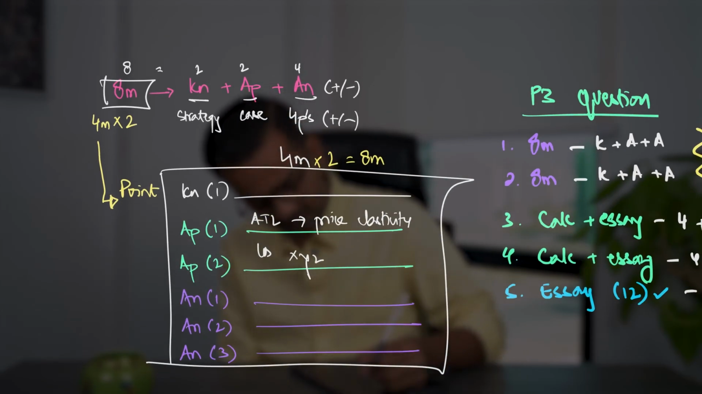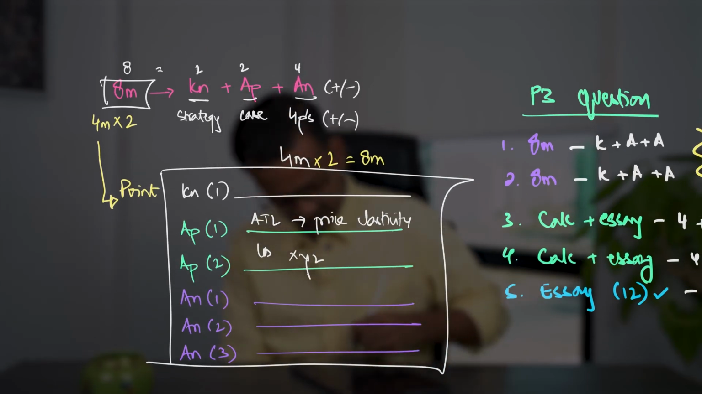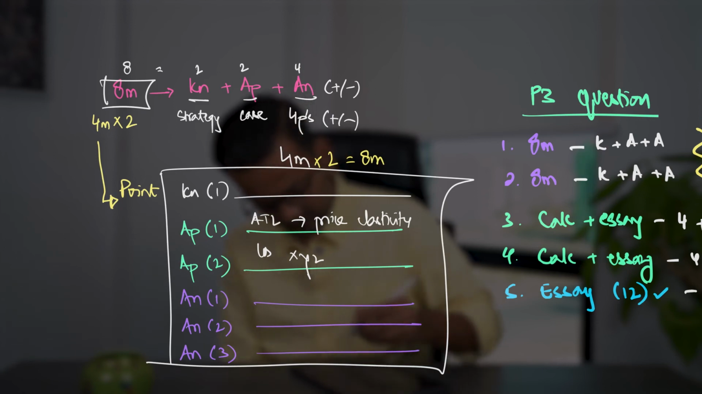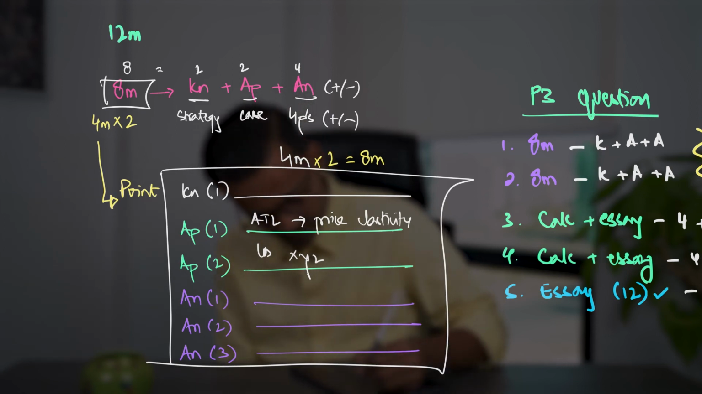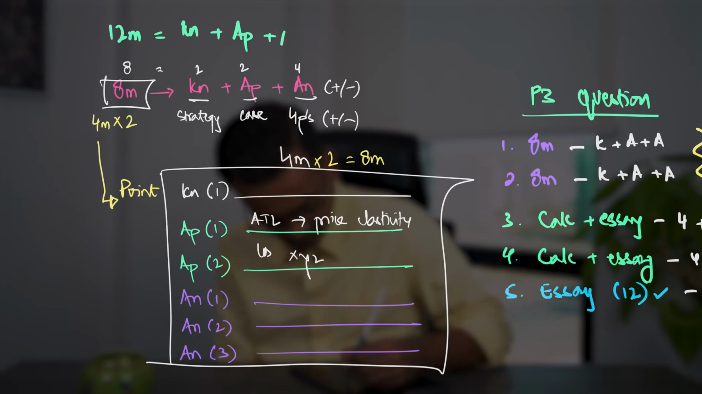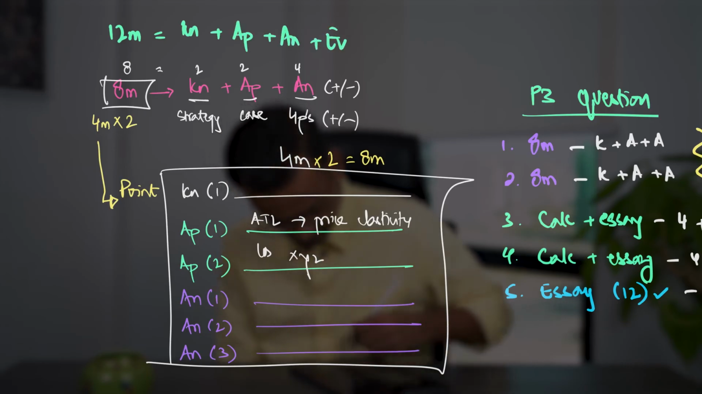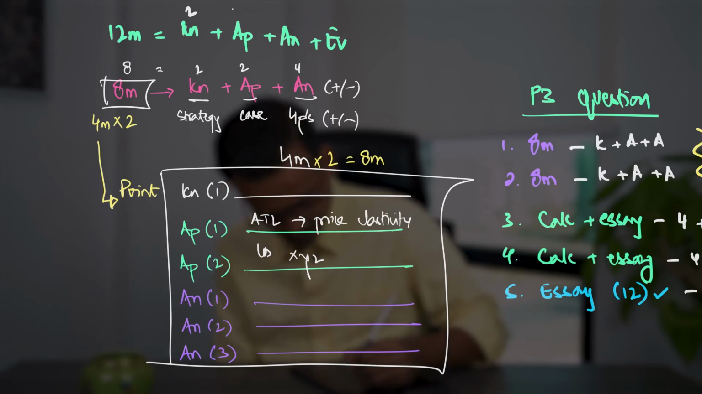But the difference is in a 12 marker, they also expect evaluation. So I'm just going to write that on top here. In a 12 marker, you need knowledge, application, analysis, as well as evaluation. And this is graded 2, 2, 2, and 6, which means you should spend more time on evaluation, and not just in terms of quantity, but the quality and the placement of it. Try to include a point of evaluation at the end of each point.